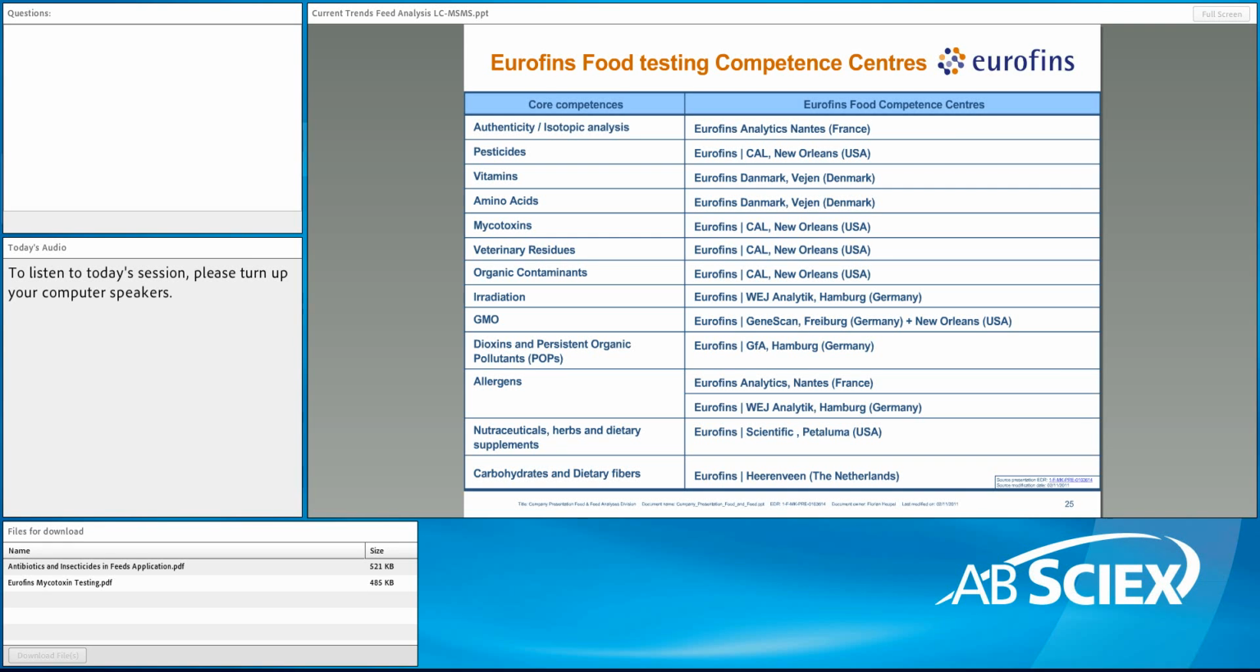Eurofins Cal, located in New Orleans, which is the largest agricultural port in the world, has been a leading laboratory servicing the complex evolving needs of America's agricultural exports industry. The need for rapid and reliable methods for pesticides, veterinary drug residues, and mycotoxins is a continuing challenge for our laboratory. And you see also some of the other competency centers around the world for the various segments of analytical testing that we use to service these markets.